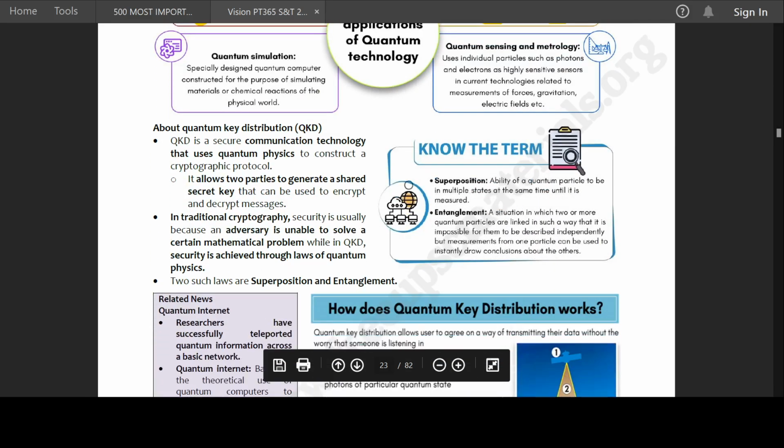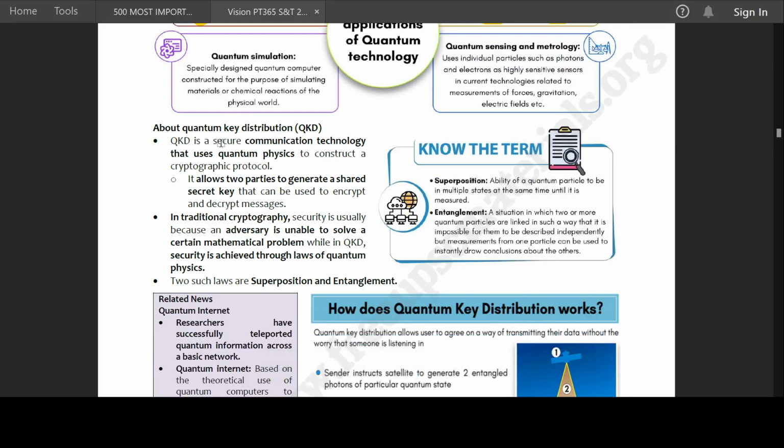Quantum simulation, quantum sensing and technology. About quantum key distribution. Quantum key distribution is a secure communication technology that uses quantum physics to construct a cryptographic protocol. It allows two parties to generate a shared secret key. In traditional cryptography, security is usually because an adversary is unable to solve a certain mathematical problem, while in quantum key distribution, security is achieved through the laws of quantum physics.